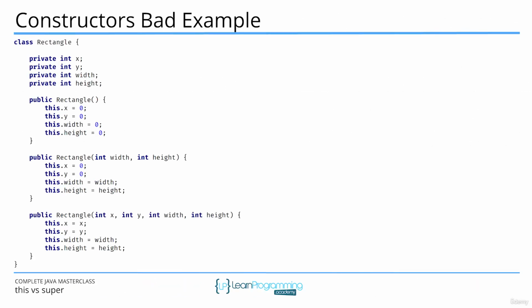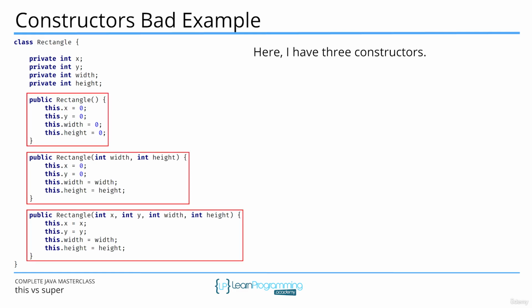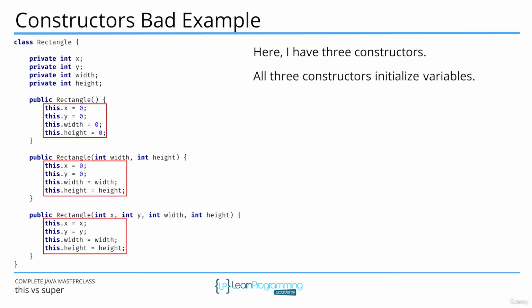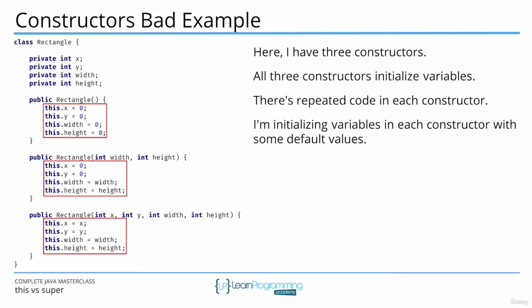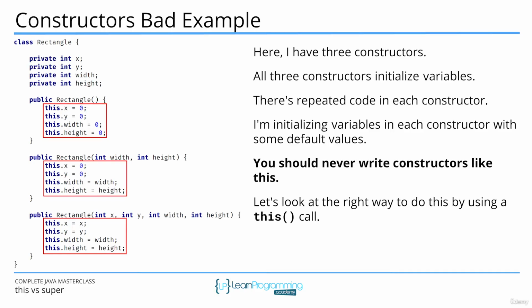Alright, so let's look at some code, which I would call a bad constructor example. Here I have three constructors. All three constructors initialize variables, but there's repeated code in each constructor, as you can see there. I'm initializing variables in each constructor with some default values. You should never write constructors like this. Let's look at the right way to do this by using a this parentheses call.